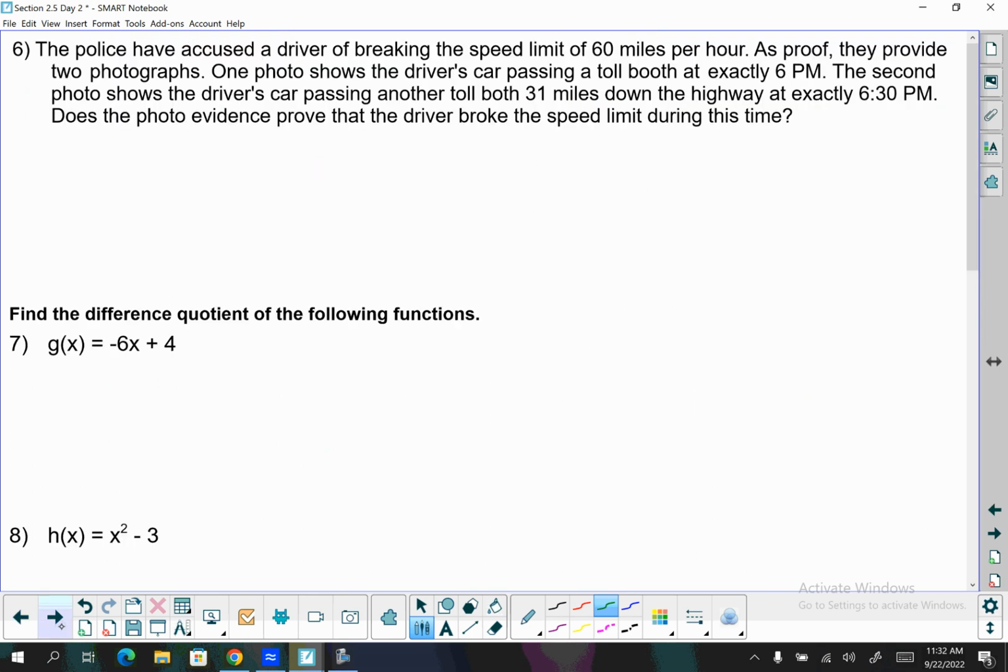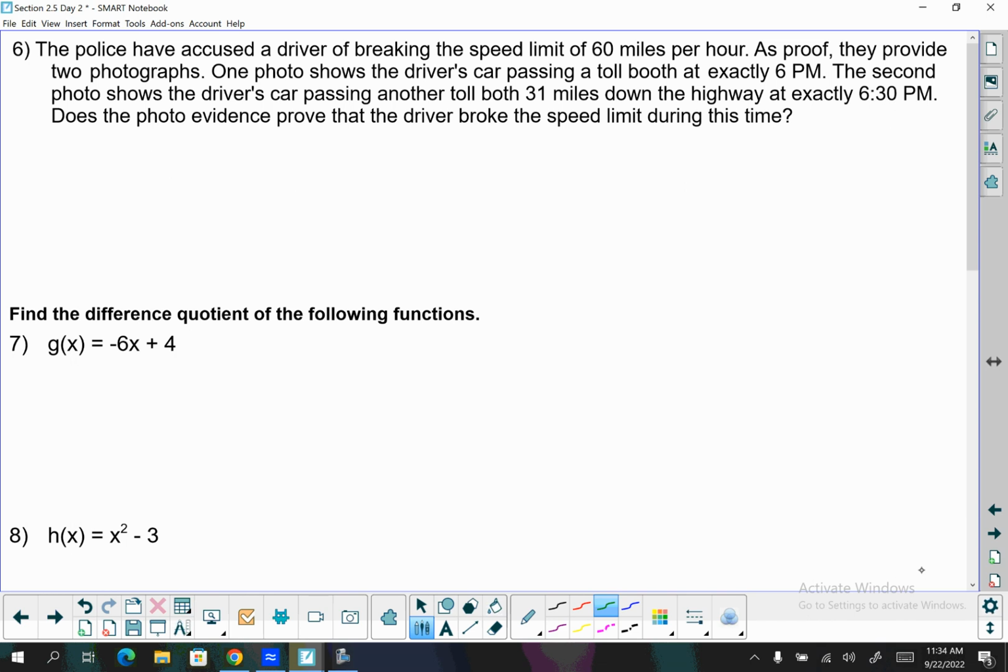Flip it over. All right, see if you and your partner can talk about number 6. See if you can answer that question. With or without a rate of change formula, I don't care. It applies to rate of change, but see if you can answer it. Go ahead. All right, what do you think? Did he break the law?